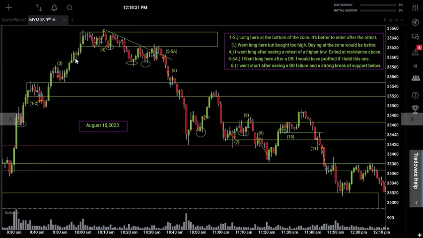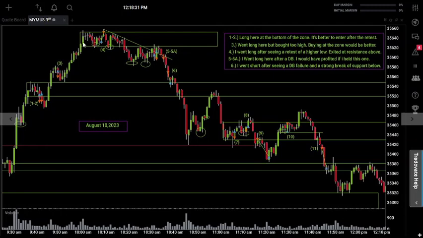So then as we continue moving higher, we see prices eventually stall out towards this level up here at 35,640, and then they started to consolidate a little bit. Now on this consolidation, I did not go long as soon as prices came back into the zone, because I learned from trades 1 and 2.